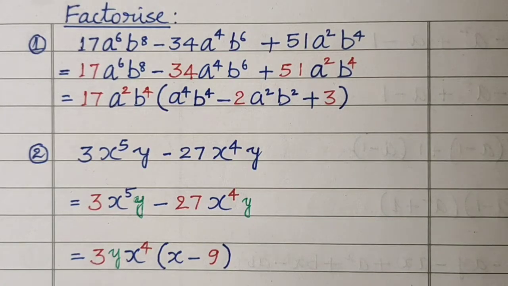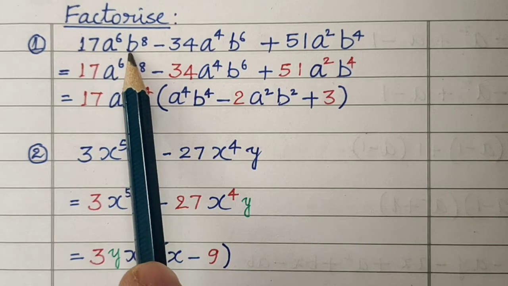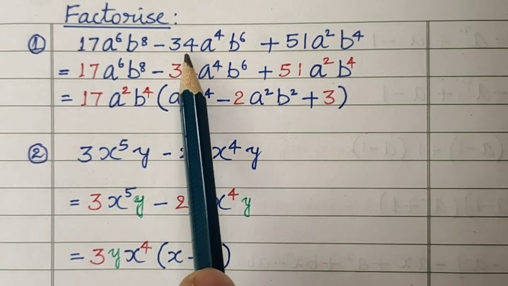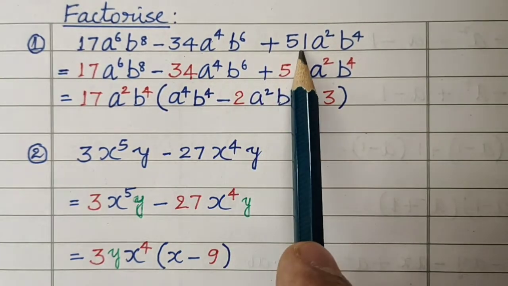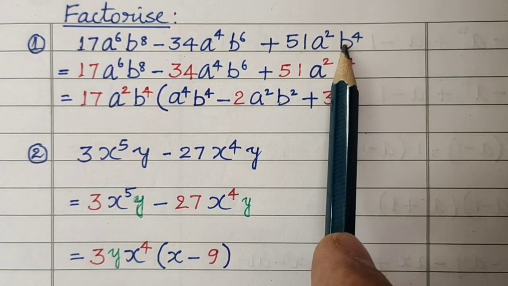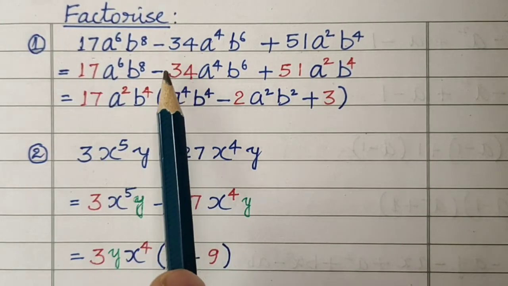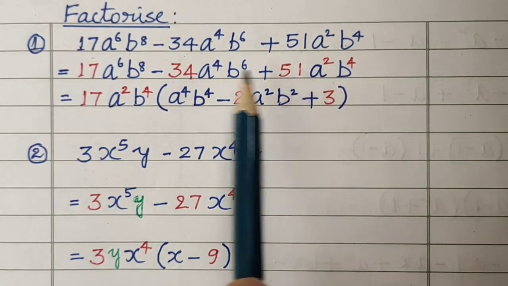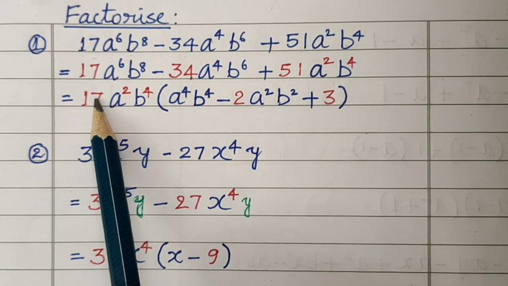Factorize 17a^6b^8 minus 34a^4b^6 plus 51a^2b^4. Among the numbers 17, 34 and 51, 17 is the common factor, so we have taken that out.